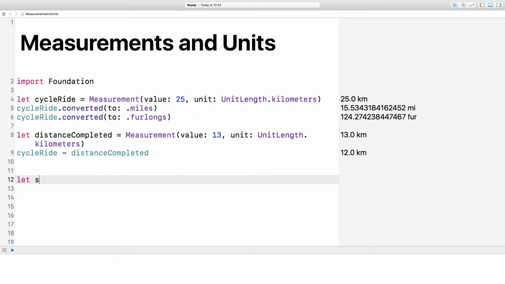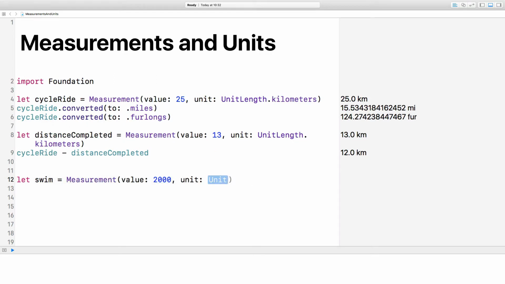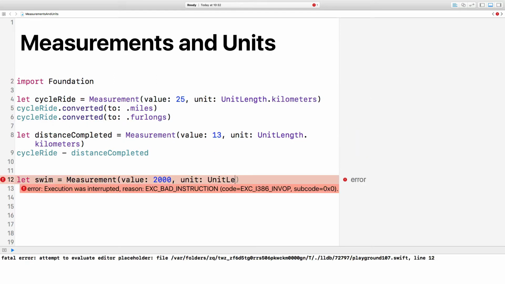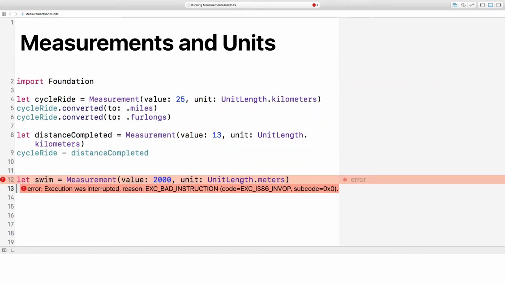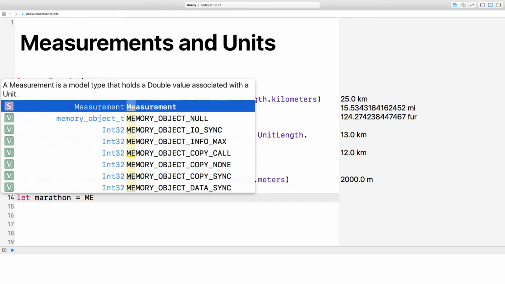This cycle ride is actually part of a triathlon, so we have components for the swim and the run as well. The swim is 2,000 meters, so once again we'll create a measurement to represent that, a measurement with a value of 2,000 and a unit of type length meters. The run is defined as half a marathon. Now I don't know how far that is in meters, but I can work that out.